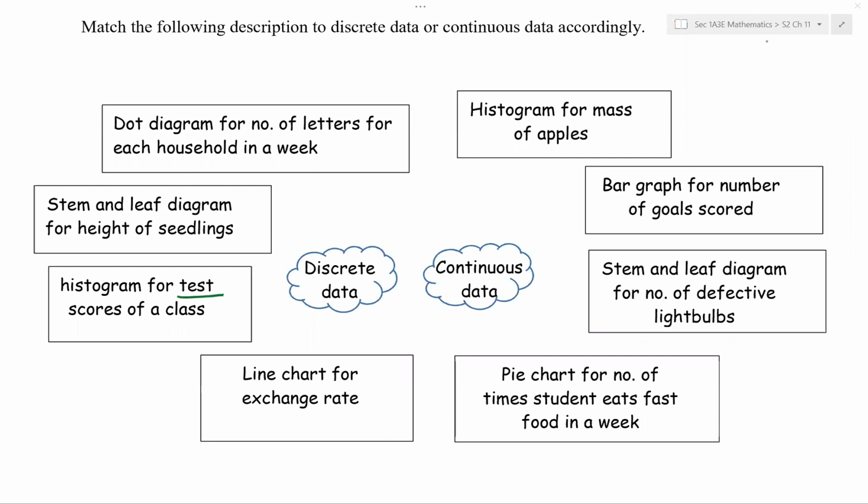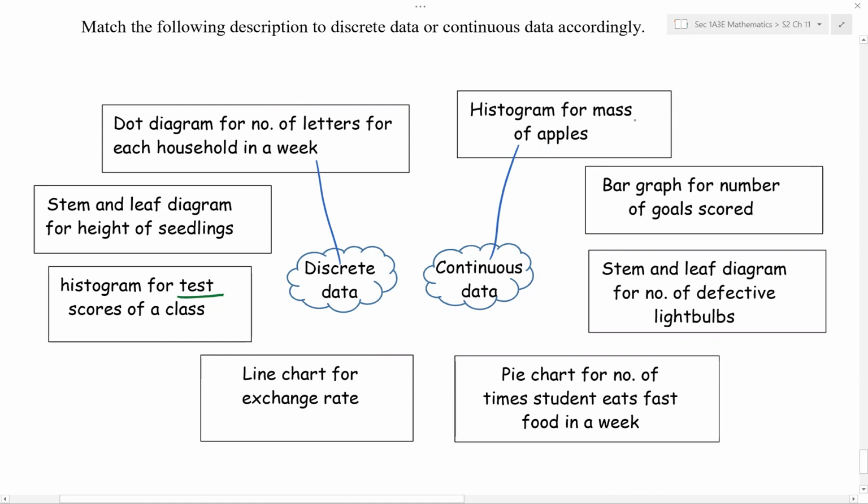So let's start with the first one. On the top left-hand corner, we see a dot diagram for the number of letters. Number of letters, we are able to count them. They will be integers. So that will be an example of discrete data being represented in a dot diagram. On the second one, here we have a histogram for the mass of apples. Apples have varying masses, and the masses do not necessarily have to be integers. They do not necessarily have to be in intervals of 0.5 grams, for example. It can be anything. So that will be continuous data. You have to measure it.